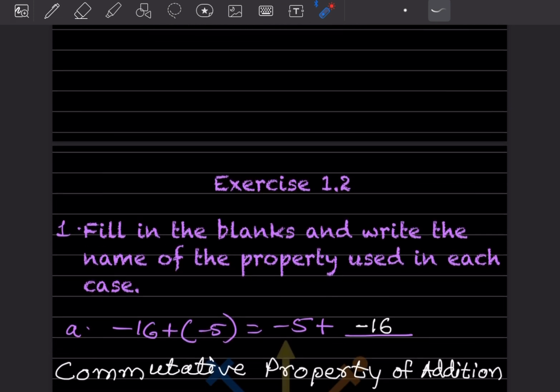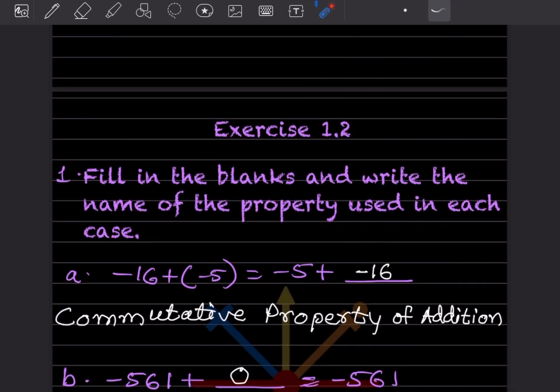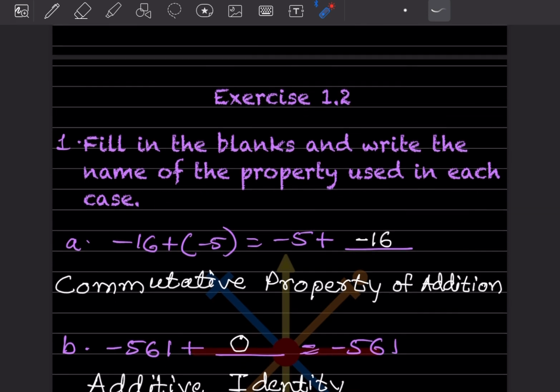Now let us see exercise 1.2 over here. Fill in the blanks and write the name of the property used in each case. Now this is minus 16 plus minus 5. If this same thing is given as minus 5 plus, then this blank should be minus 16. So LHS is going to be the RHS. So this is the commutative property of addition: a plus b is equal to b plus a.